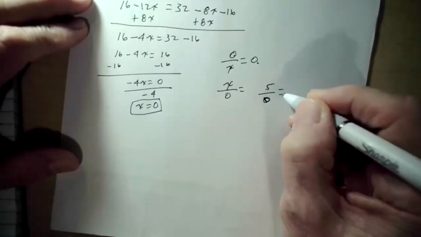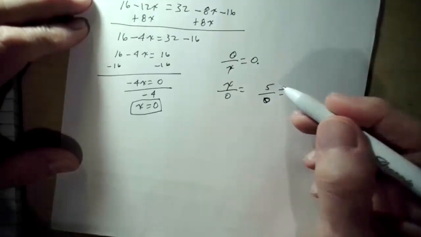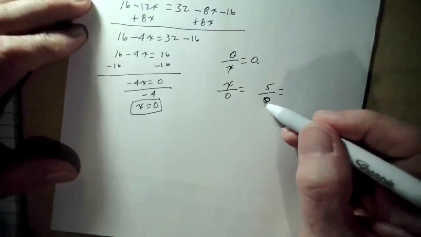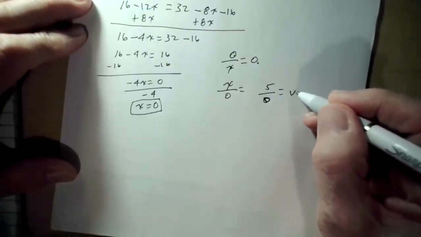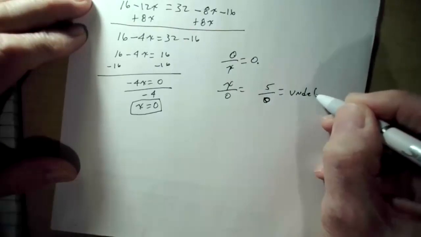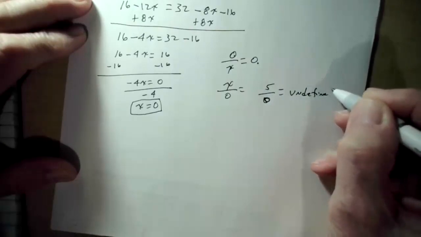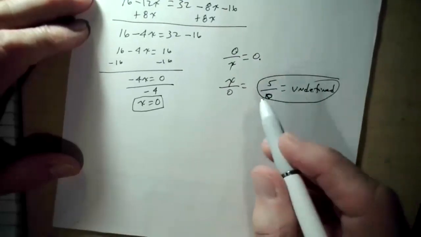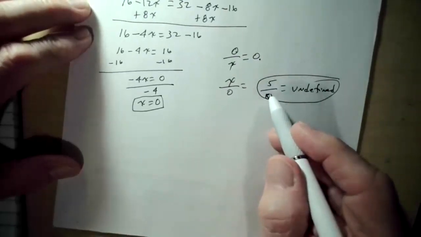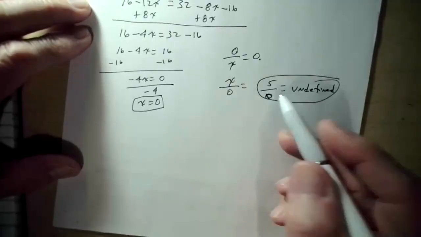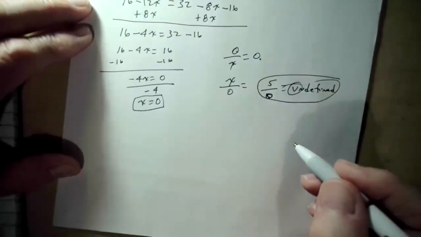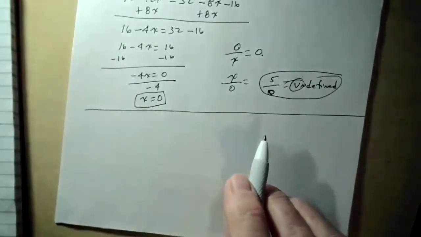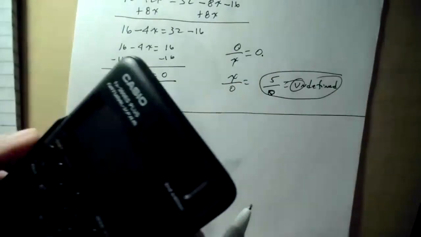How many zeros are there? Let's use a number like 5. How many zeros are there in 5? Well, it's silly. You can't do it. There's no such thing. This is undefined. Okay, if the zero is under, what does under start with? U. I thought that was pretty clever.